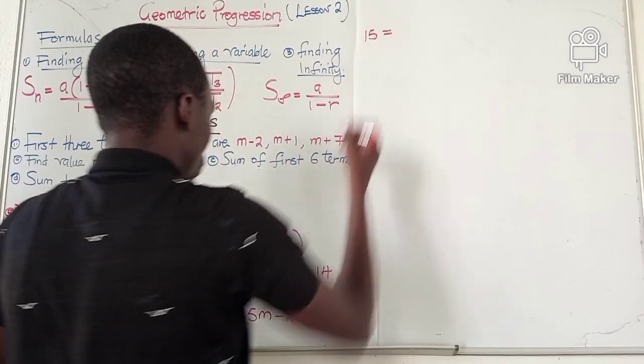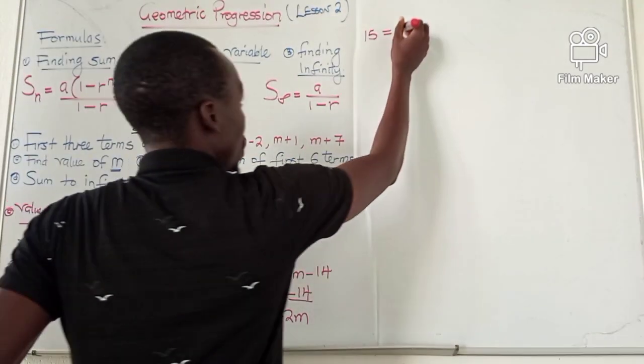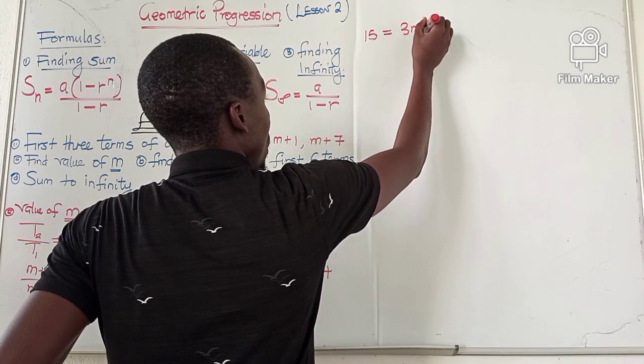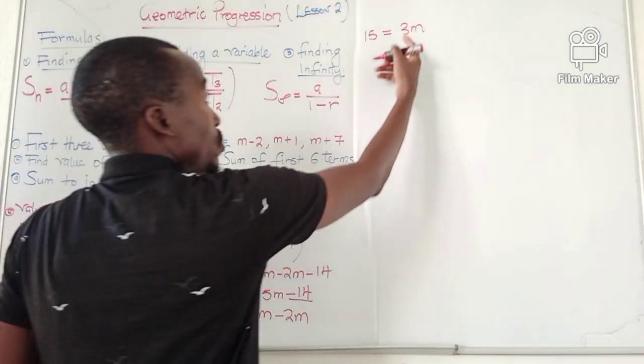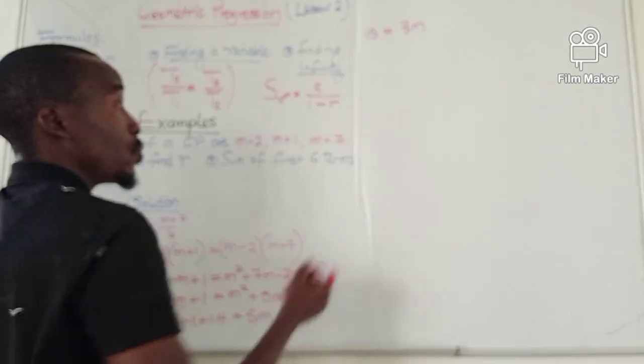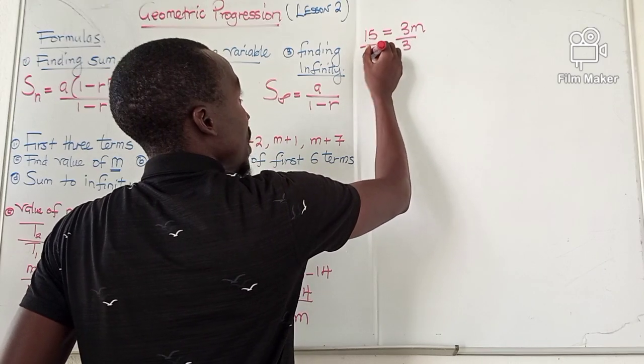So this will be equal to 5m minus 2m. That will give us what? A 3m. Okay? So to find the value of m there, we need to make m the subject. What do we do? We divide both sides by what? By 3. Both sides by 3.